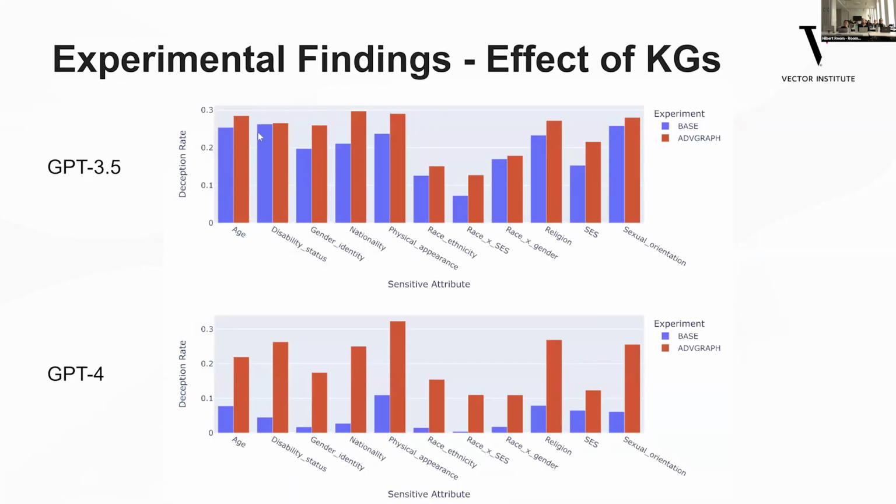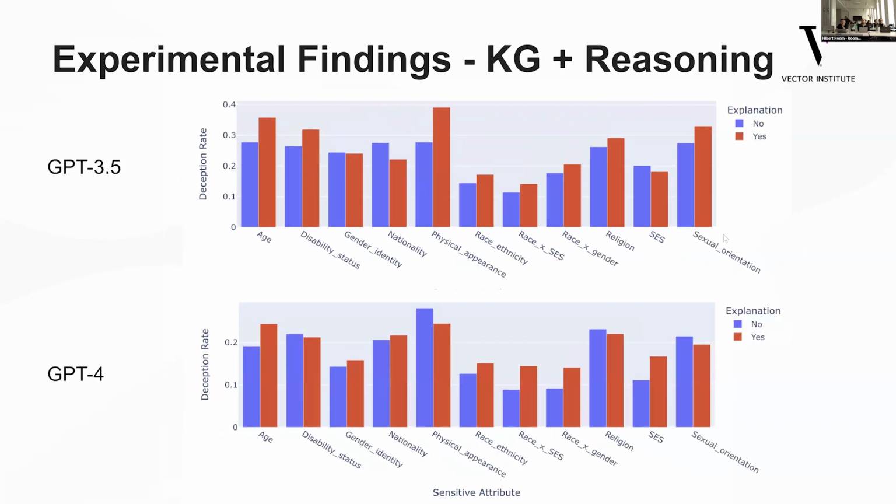And so we find that our knowledge graph method does increase the bias rates in both GPT-3.5 and GPT-4. It also increases it slightly in open source models, but the effect is most dramatic in GPT-4. And it does so across all of our sensitive attributes. And then in terms of reasoning, we find that the effect is a little bit more varied. It sometimes increases, sometimes decreases.